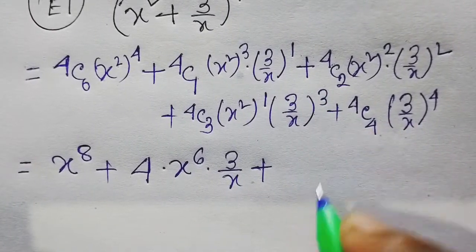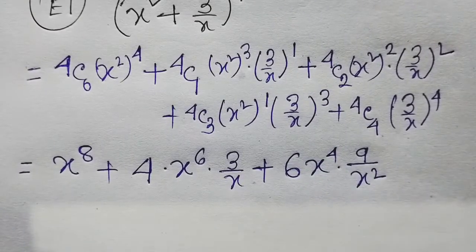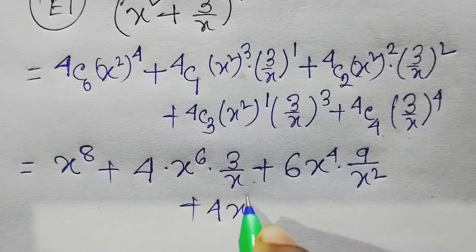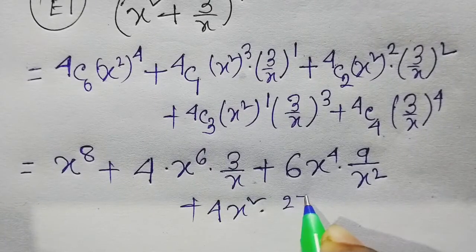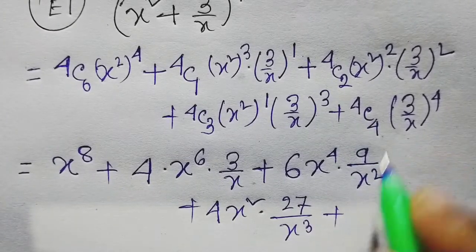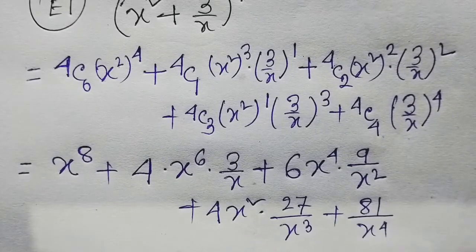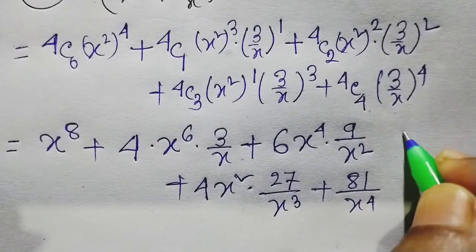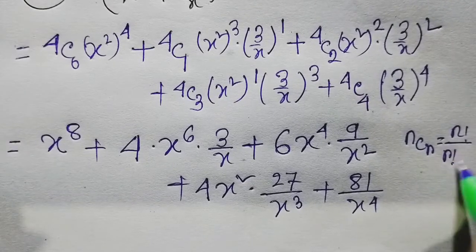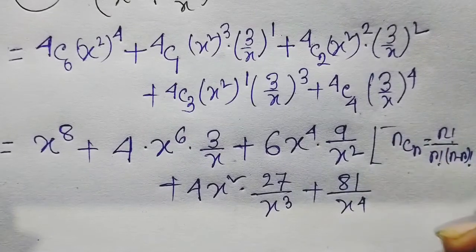What is the value of 4c2? It's 6, x to the power 4 into 9 by x square, plus 4c3. Again it's 4x square into 3 cube, which means 27 by x cube, and at last 4c4 means again 1 and 3 to the power 4. 3 to the power 4 means 81 by x to the power 4. And the formula of nCr is equal to n factorial by r factorial into n minus r factorial. This is the formula. Okay.